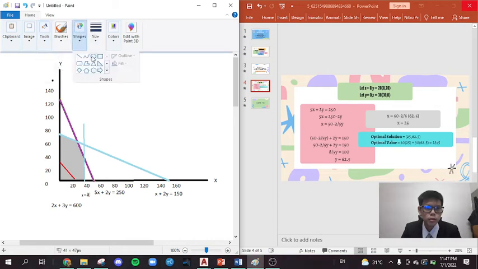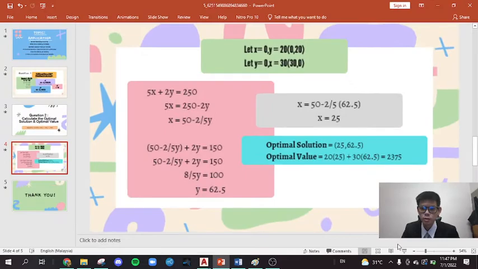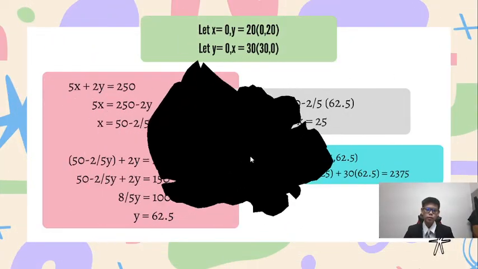Here, this is our optimal solution, this point. Okay, if you still don't know why it is located here, we also can use back the formula to count. Okay, so let's see.